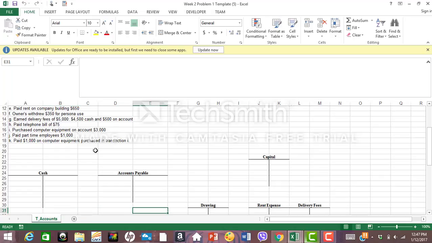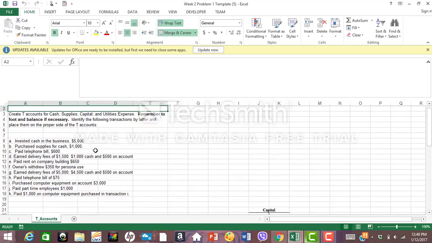Under liability and owner's equity, the opposite works. Anytime you add money to a specific account, it goes under credit. Anytime you take money away, it goes under debit. So let's start with the very first example.